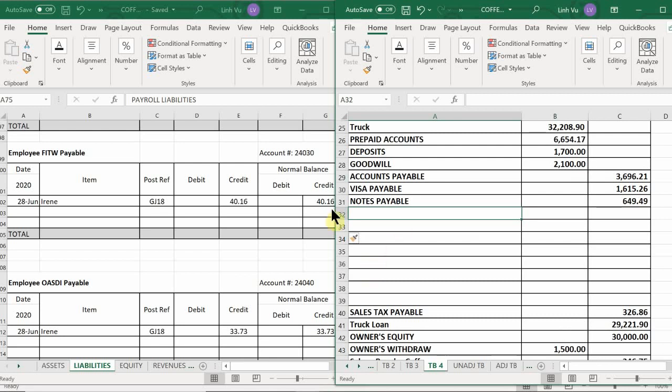Now, by inserting it like this, since the formula is at the bottom, it's going to insert the formula there too, because in this case the formula is me clicking the whole column. So it's going to automatically calculate that into your equal sum formula down below. First thing under notes payable is going to be employee FITW.